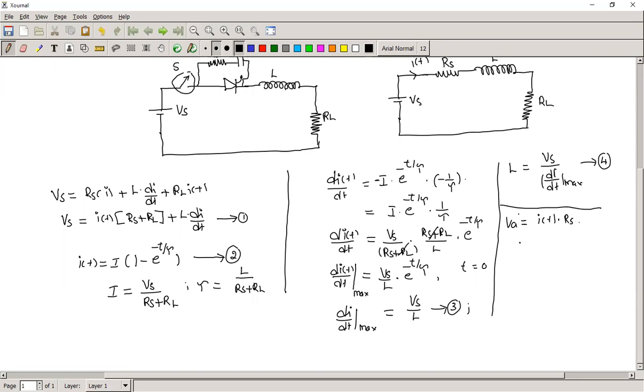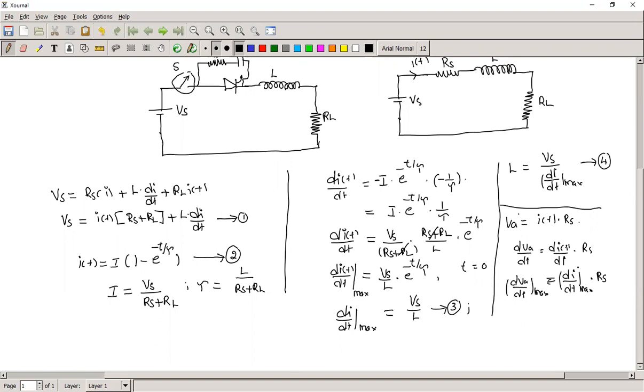Now take the differentiation on both sides. dVA by dt equals di of t by dt into RS. RS is a constant. If di by dt is maximum, dV by dt is also maximum. So dV by dt maximum equals di by dt maximum into RS. Now our aim is to find this one.